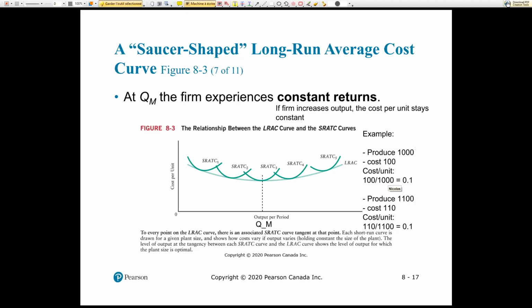I meant since we're increasing the output, we're moving along the long run curve, right? So is that why the cost is going up a little bit if we're moving up? Yes, so if I increase my output, of course, the cost of production increases because I need to have more machines, hire more people. But the cost per extra unit is constant at that point.